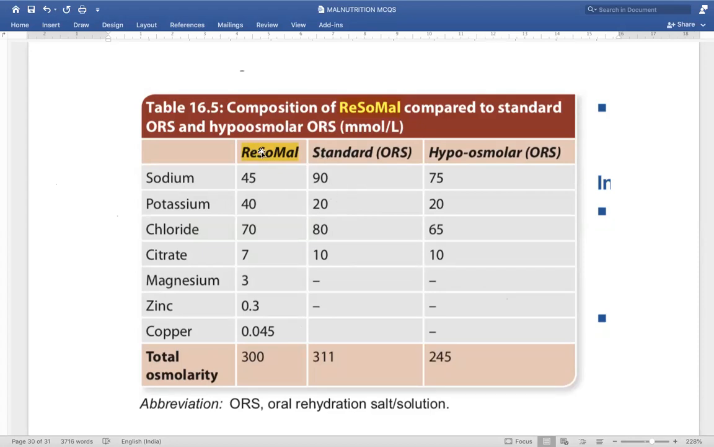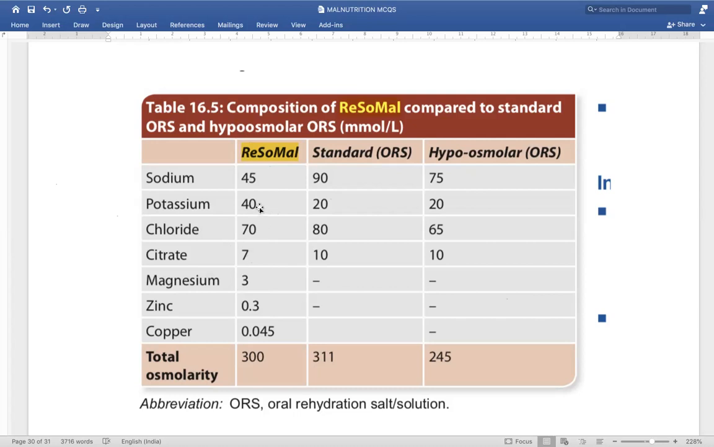Rasomal you have to remember, and just before exam you can just brush up. There's no shortcut to remember this. In Rasomal, sodium is 45, and chloride is more, that is 70. Potassium is 40 and citrate is 7.